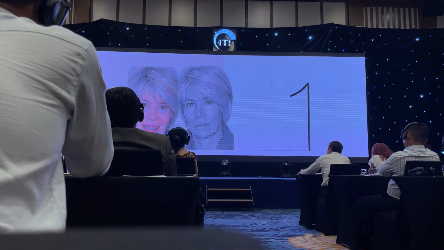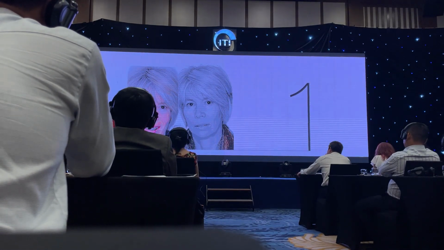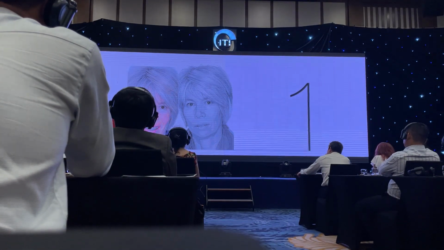So I would like to show another case. Here is a full case with all the description when using this technique.